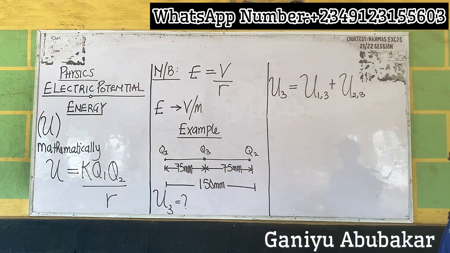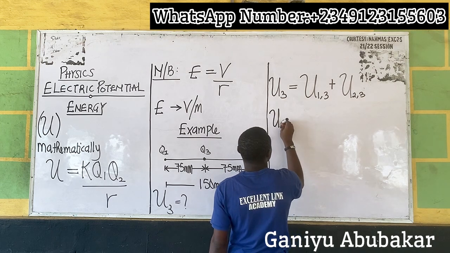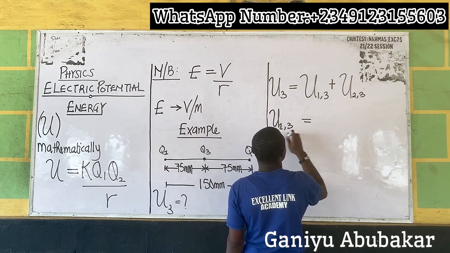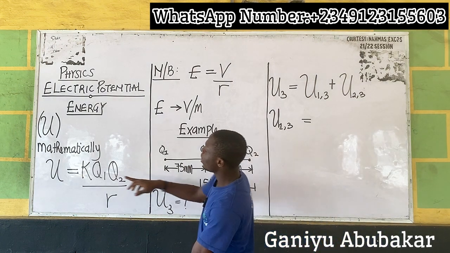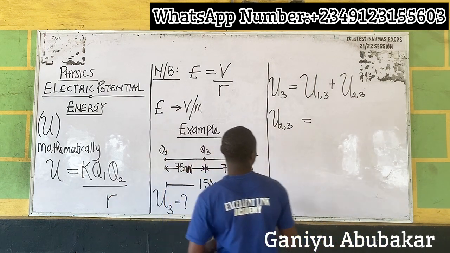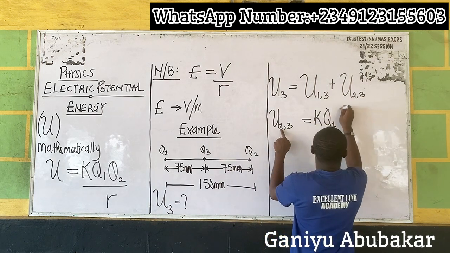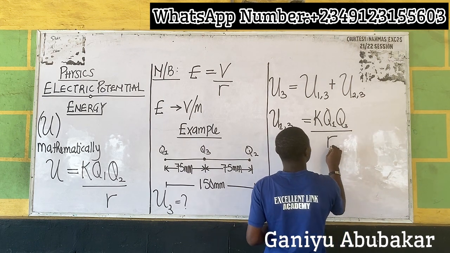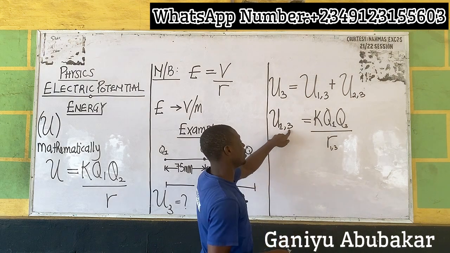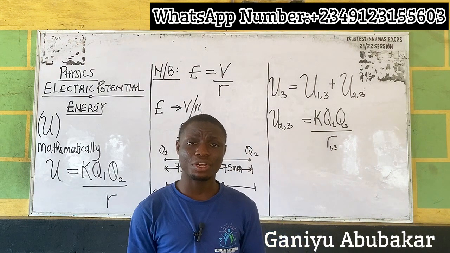All right, so let's get U13, and then U12. Let's get U13 first. U13 is equal to the formula for U13. What's the formula for electric potential energy? U is equal to K Q1 Q2 over R. So I shall have K, then Q1 as per the one here, then Q3, all over r13, because I'm under 13, so it becomes r13. R13 means the distance between r1 and r3.